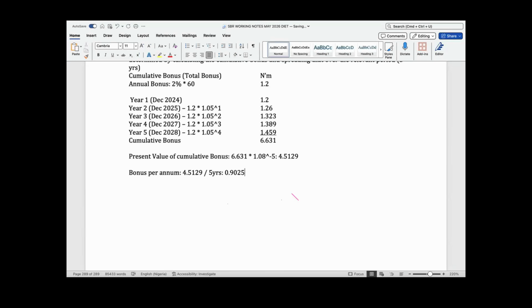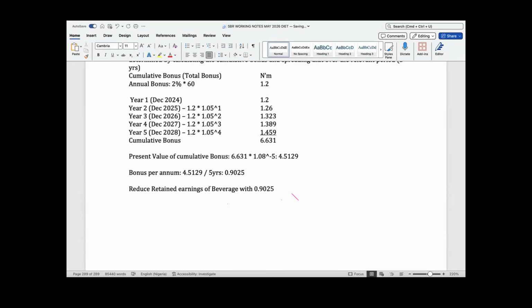Okay. Now, this 0.9025 is an expense. That's what we call current service costs when I taught you. So since they call it bonus, I will reduce my retained earnings. Retained earnings of Beverage is debited with that amount, 0.9025 for the year, because that's for 2024.